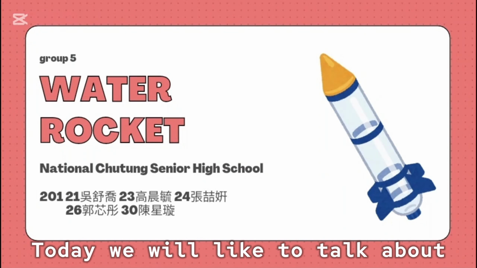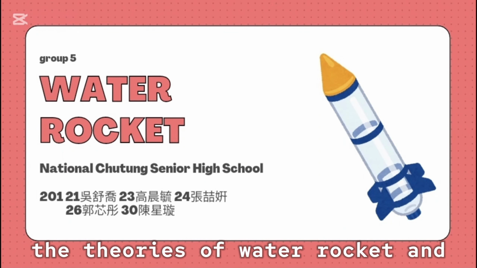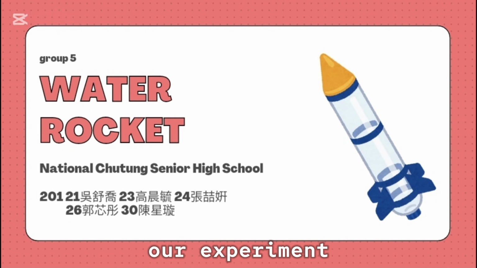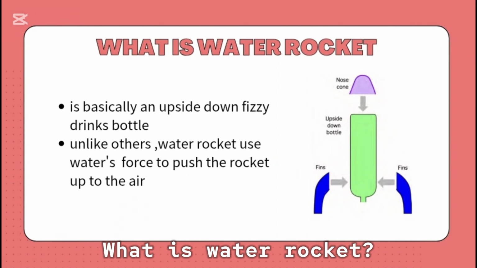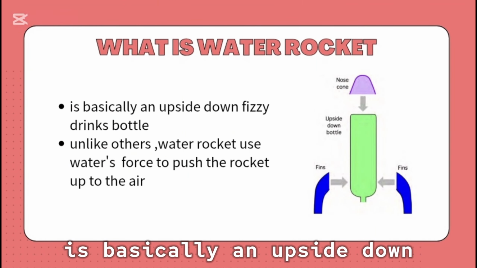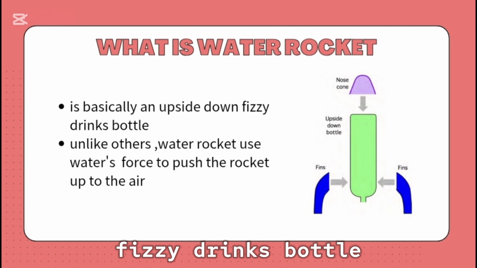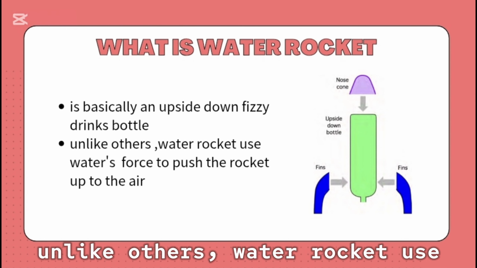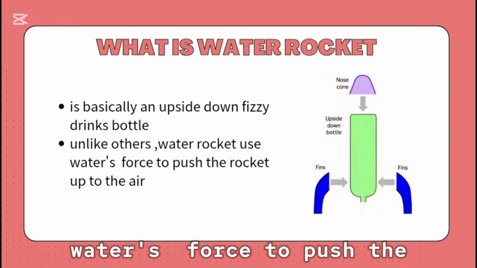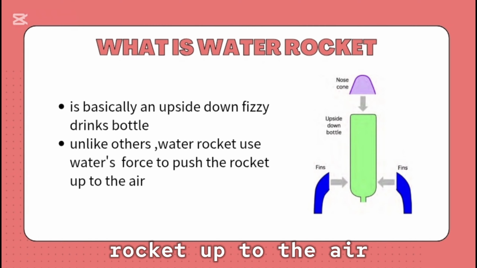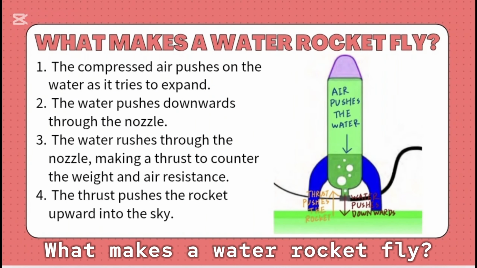Today we would like to talk about a series of water rockets and our experiments. What is a water rocket? It's basically an upside-down physics drinking water. Unlike others, a water rocket uses water's force to push the rocket up into the air. What makes a water rocket fly?